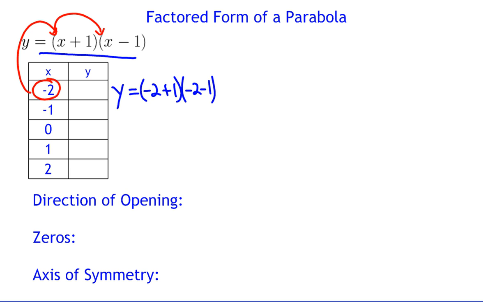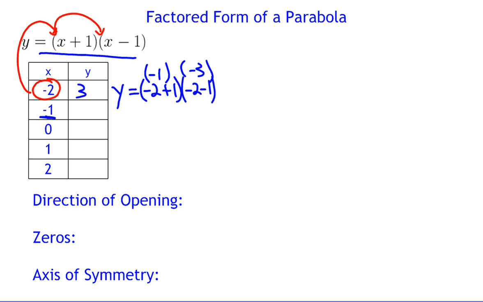And we can do the arithmetic here. Negative 2 plus 1 is negative 1. Negative 2 take away 1 is negative 3. So when we multiply those together, negative 1 times negative 3 gives us positive 3. So we do that same process for all the values in the table. Now that you see how to do that, maybe we'll skip a couple of the steps here and we'll just substitute the value in. So we'll look at negative 1.